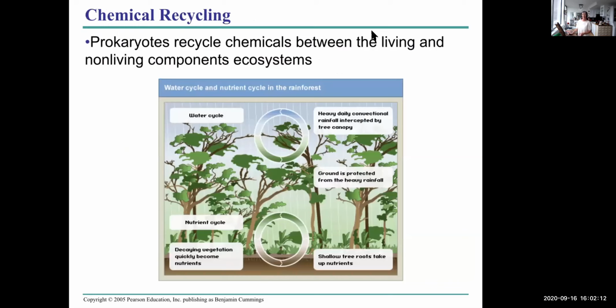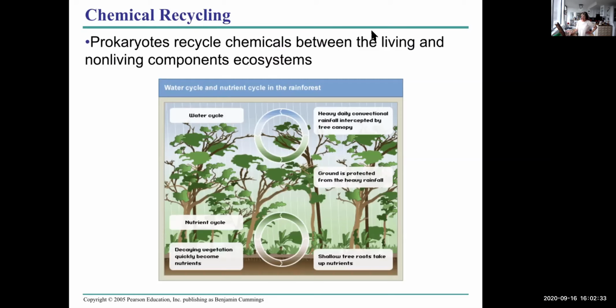So chemical recycling in an ecosystem occurs as a result of prokaryotes. They recycle chemicals between the dead and the living. It sounds like something out of Halloween. Yep, it's not scary. It's a perfectly natural thing to occur.